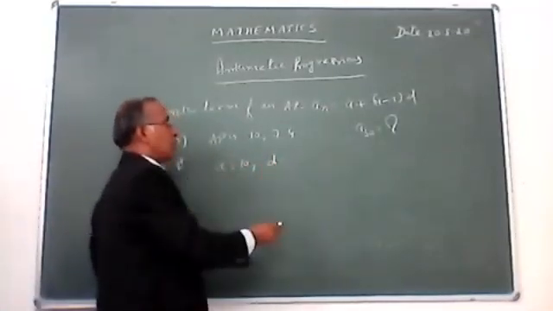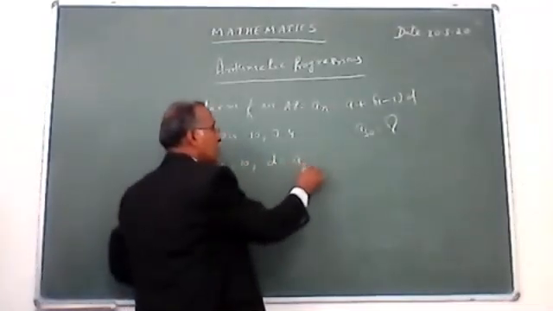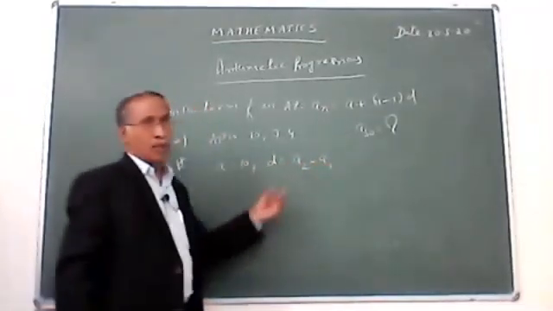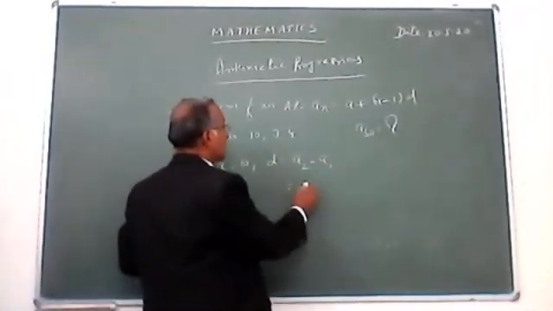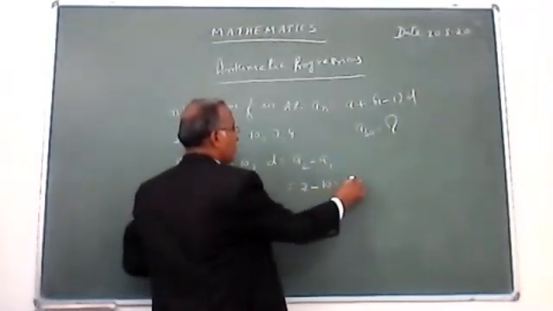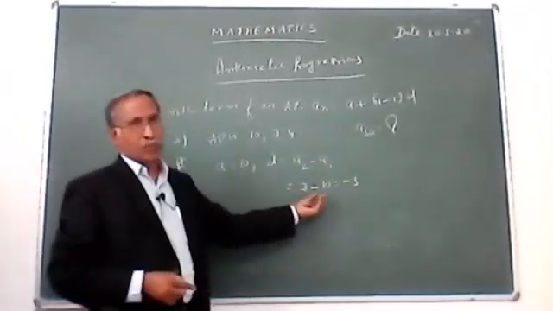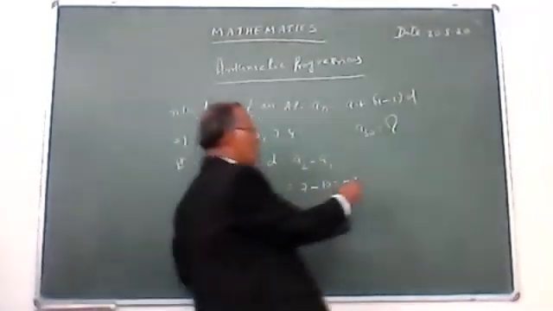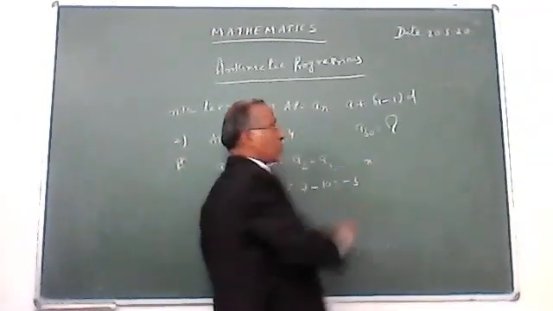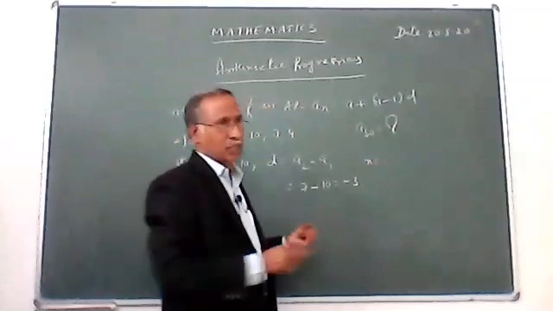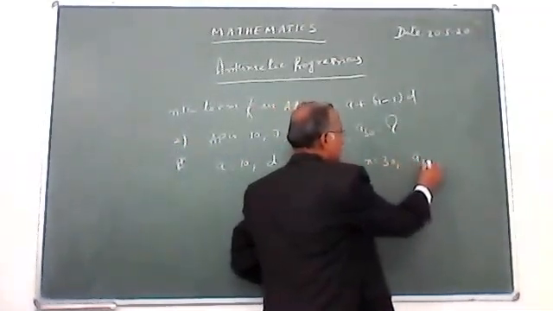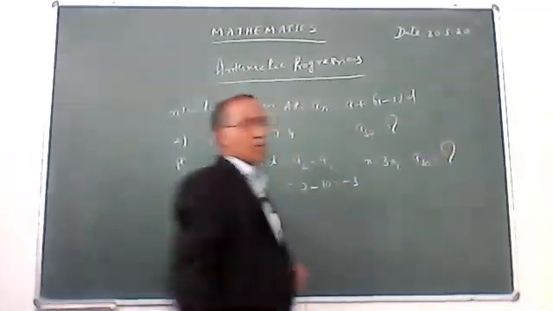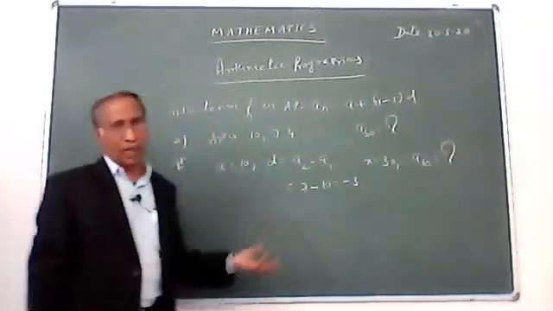Common difference means the second term minus the first term, or the third term minus the second term, you can do. Here, the second term is 7 minus the first term 10. Therefore, the common difference is minus 3. Now, the 30th term means N is equal to 30. You have to substitute. N is equal to 30. A30 means the 30th term of the given AP. We are going to find it.